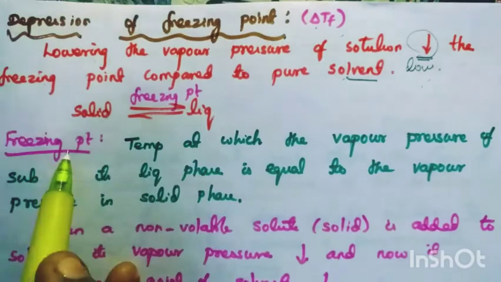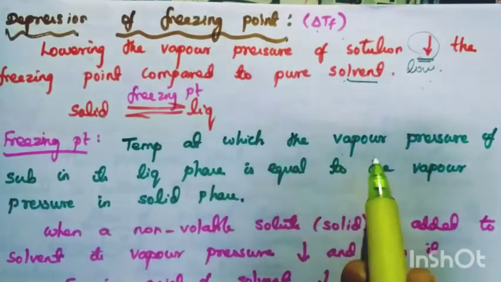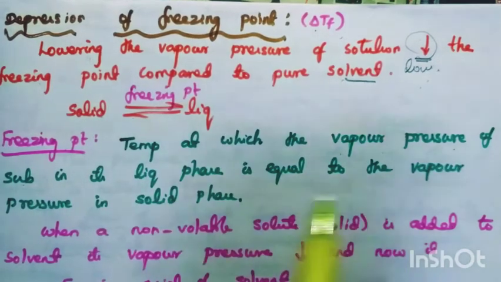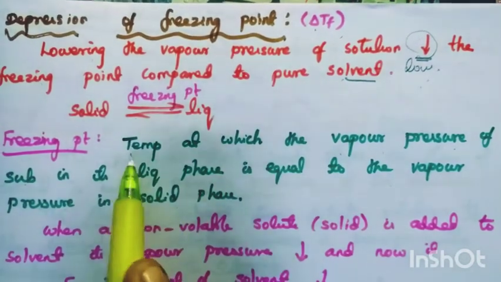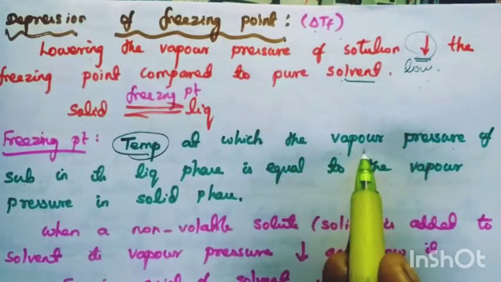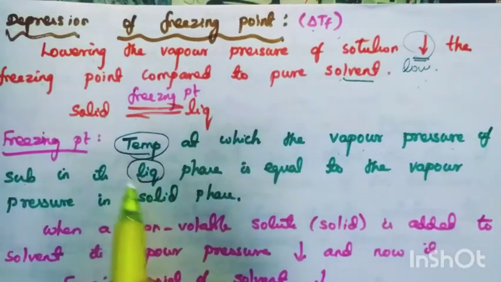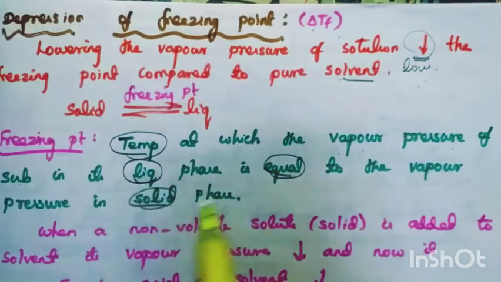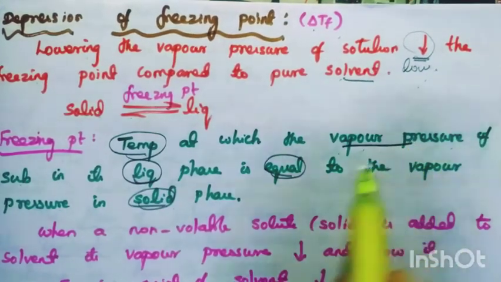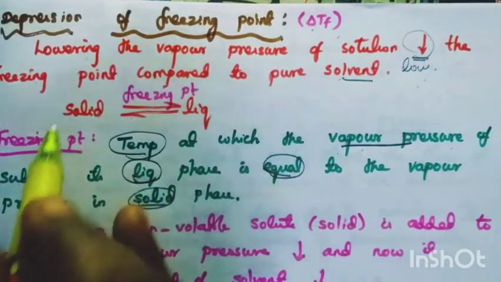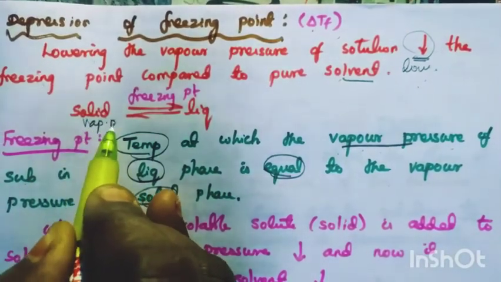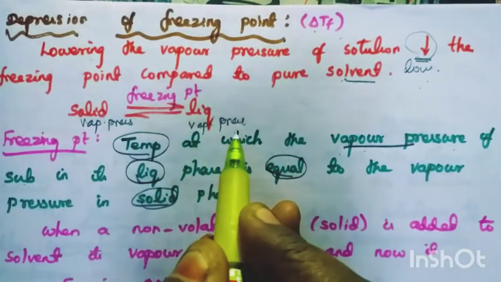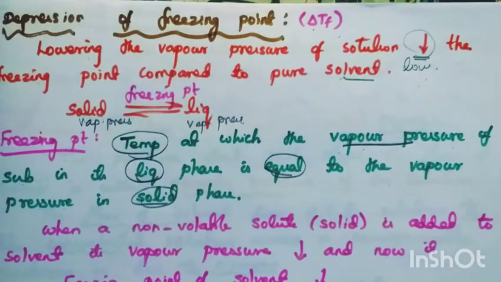Now, what is freezing point? The temperature at which the vapor pressure of the substance in its liquid phase is equal to the vapor pressure in its solid phase. That is, the temperature at which the vapor pressure of the liquid is equal to that of the solid is called the freezing point.